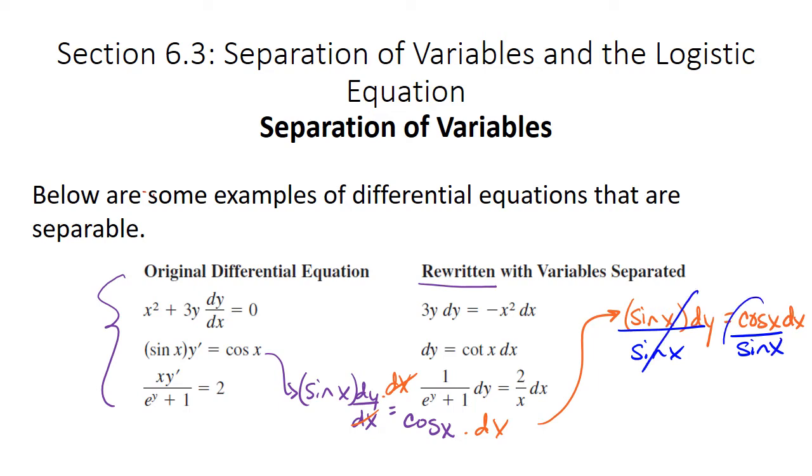The last step is to remember that you can simplify your trig functions. Cosine of x over sine of x is cotangent of x, and that's where that came from. So really, all we are doing is putting all the variables of x on one side and y on the other.